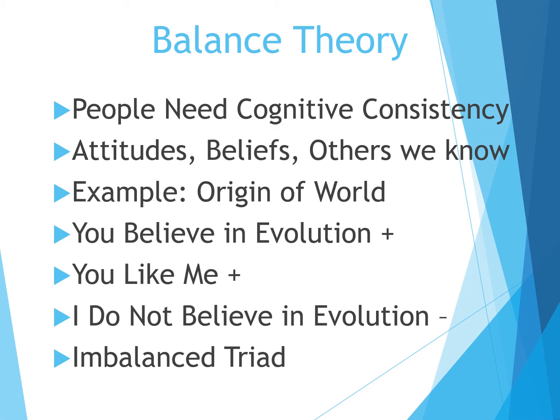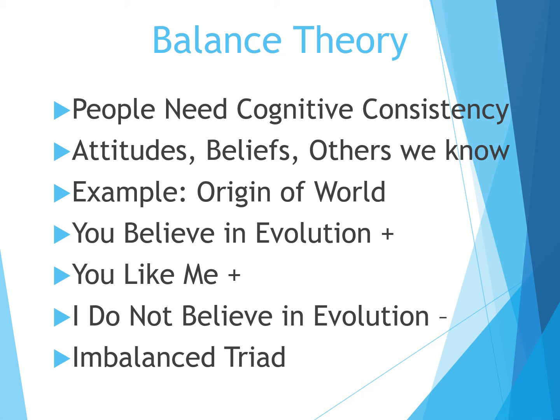We could use the example that your book provides on page 58 on the origin of the world. Let's say that you're Sam and I'm Samantha. In this first model, depicted by the triangle labeled A, Sam has a positive view of Samantha, and Sam has a positive view of Darwinian evolution, and yet Samantha does not believe in Darwinian evolution. So what we have there is a cognitively imbalanced triad.